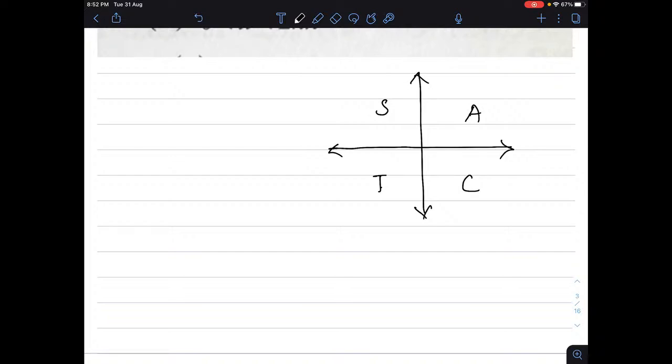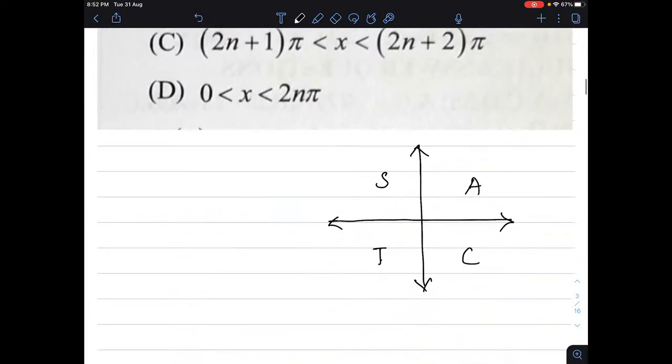So guys, I already told you the ASTC rule. We would have to apply that rule directly. In the first quadrant, all trigonometric ratios will be positive. Sine and cosec will be positive in the second quadrant. Tan and cot will be positive in the third quadrant. And cos and sec will be positive in the fourth quadrant. And we already know f of x was written by us as sin x multiplied by mod cos x plus cos x multiplied by mod sin x. Till here you guys would have got my point.